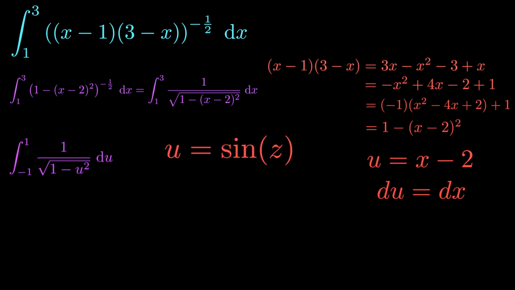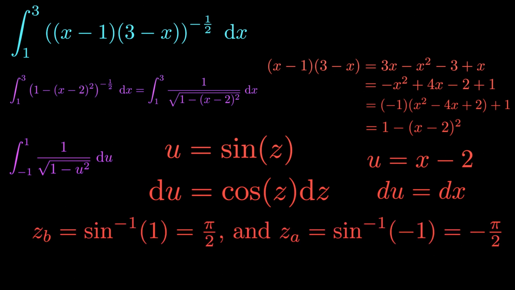Now let's set u to be equal to sine of z. Differentiating both sides we have du is equal to cosine of z dz. And of course, as before, we need to account for the fact that we've made a substitution. So let z sub b denote the upper limit of integration. We have inverse sine of 1 is equal to pi over 2, and let z sub a be equal to inverse sine of minus 1, which is equal to minus pi over 2.